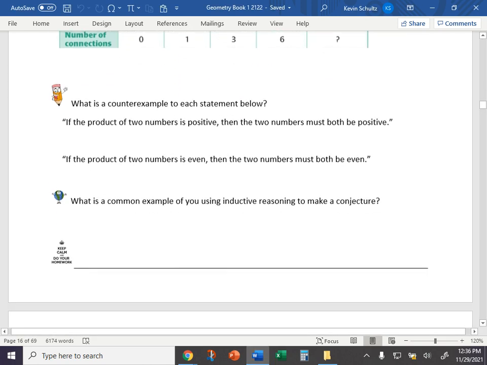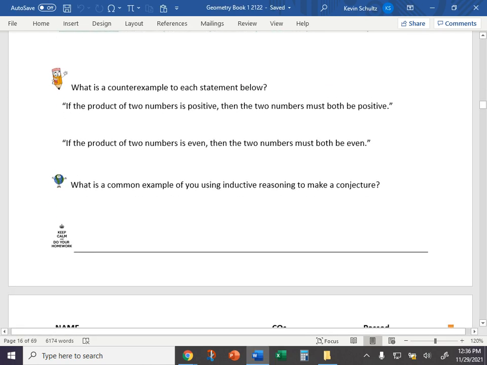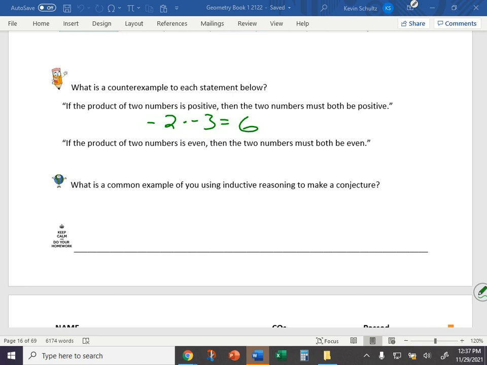Counterexamples. If the product of 2 numbers is positive, then the 2 numbers must both be positive. What is a counterexample to that statement? Drew? A negative times a negative. Negative 2 times negative 3 is a positive product, positive 6. That would be a counterexample. Right? If the product of 2 numbers is even, then the 2 numbers must both be even.